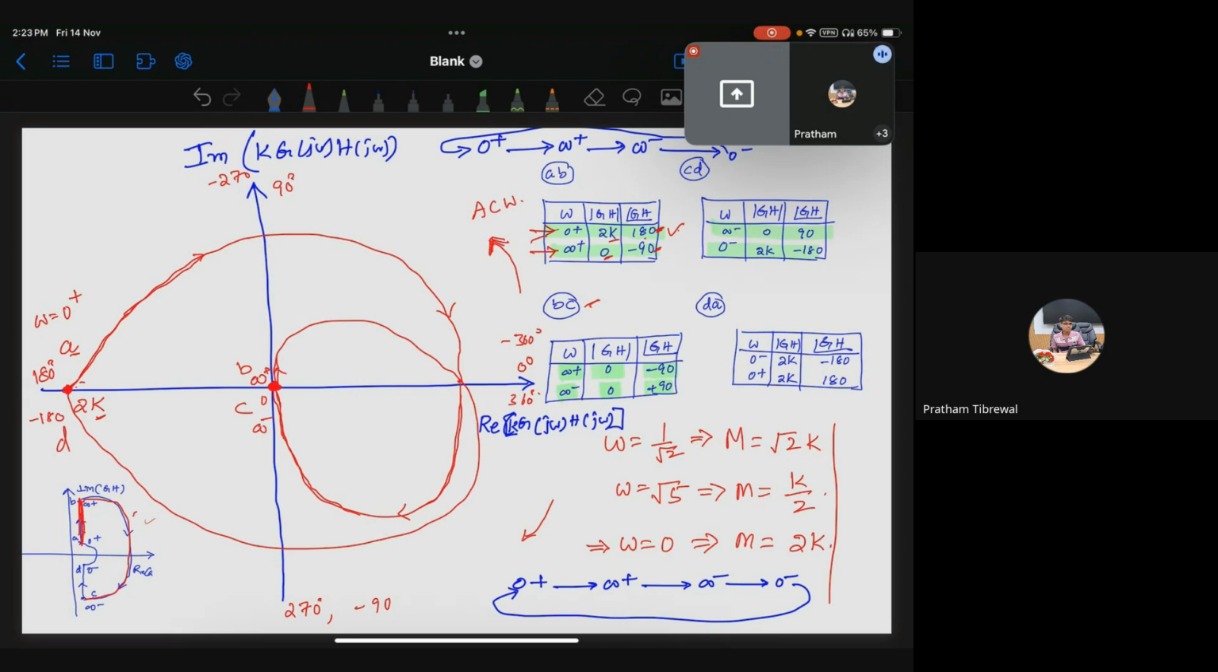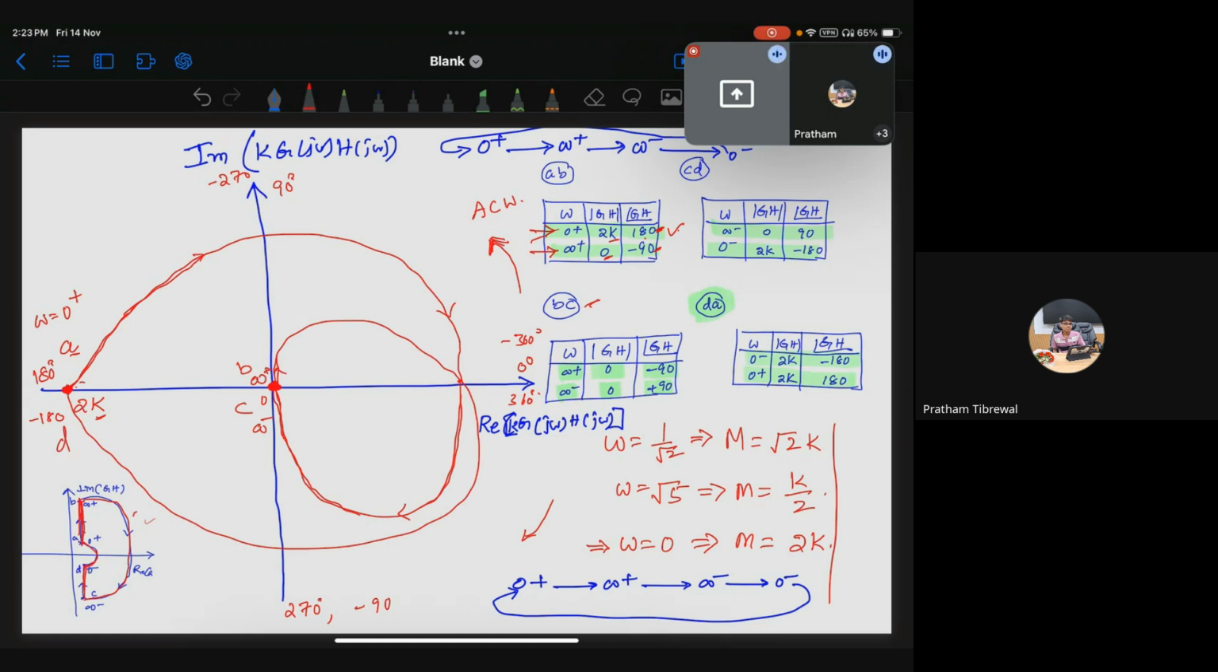Let me explain again. So this is that CD. Here we complete this Nyquist plotting. Now finally DA. So DA starting is this, 2K minus 180. Ending is also the same. It means that A and D are at the same point. Do you understand now? Same point.